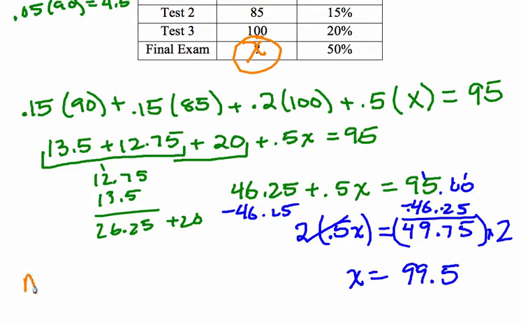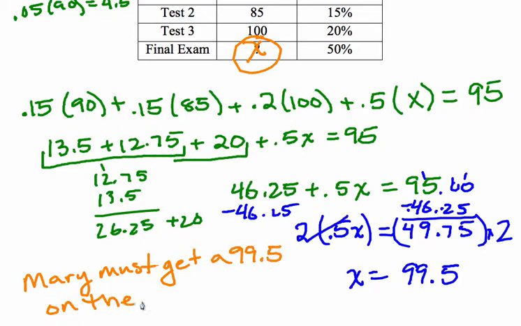That means that Mary must get a 99.5 on the final exam in order to have an average score of 95 for the whole year.